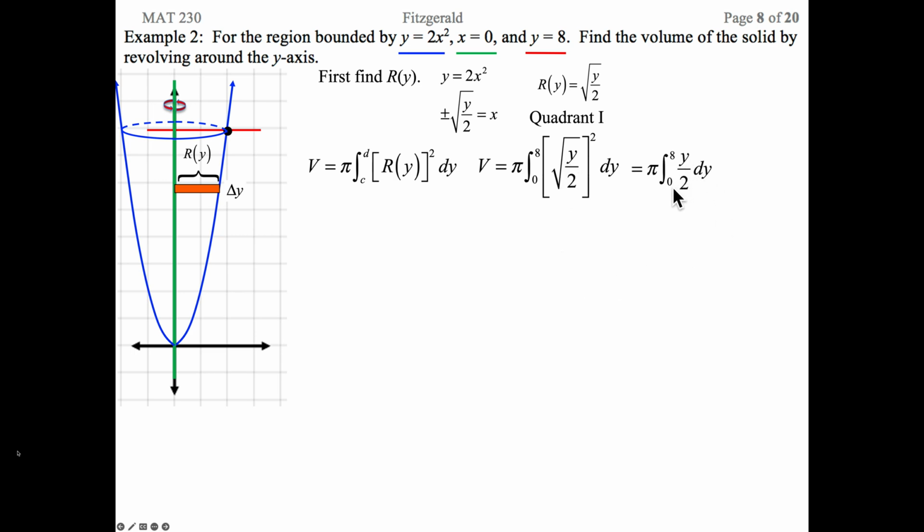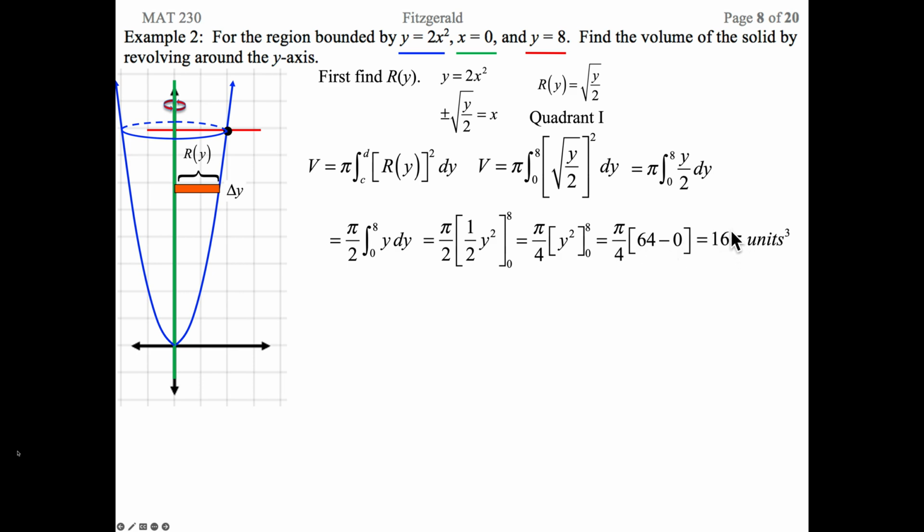Again, factor out the denominator of 2, call it pi over 2. This becomes y squared over 2, or y squared times the half. Move that out front, call it pi over 4. 64 minus 0, and 4 can go into 64 16 times, so 16 pi units cubed.